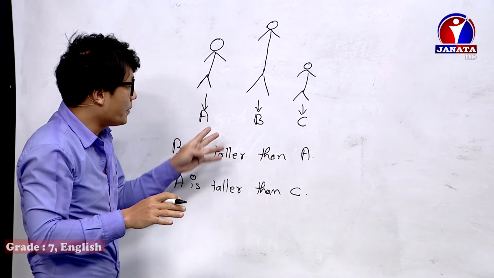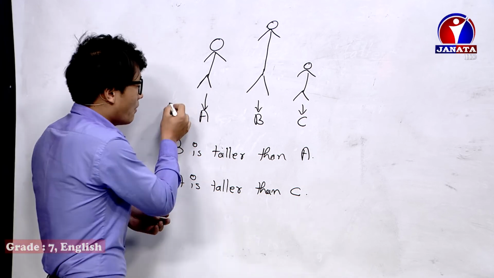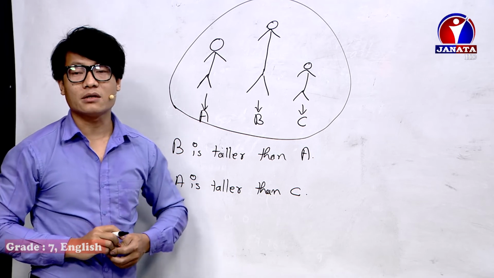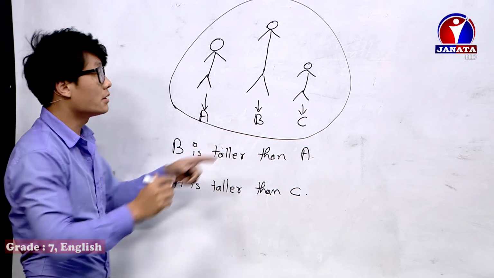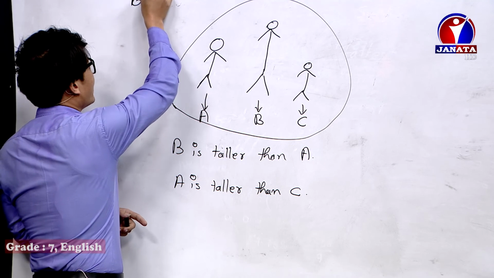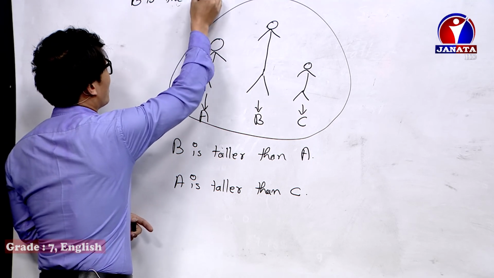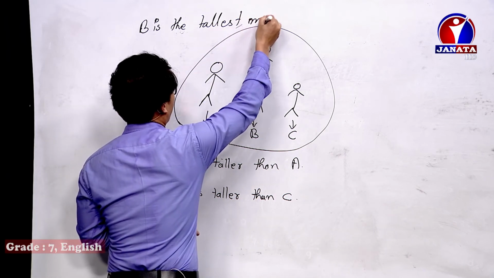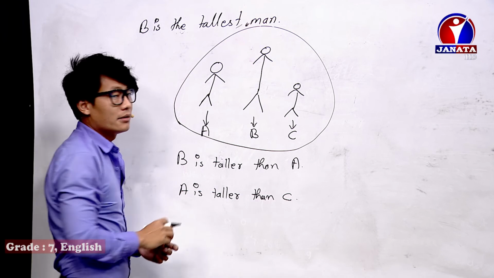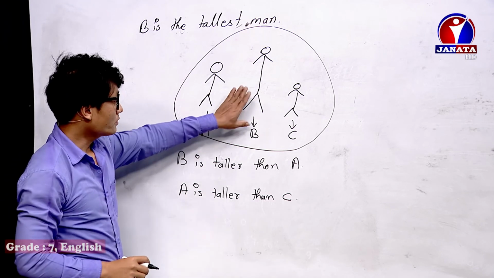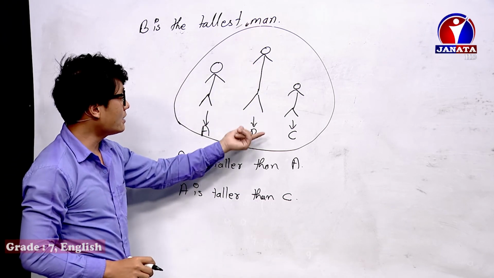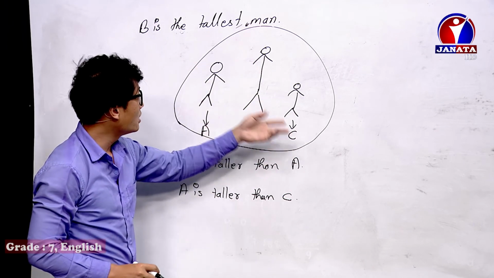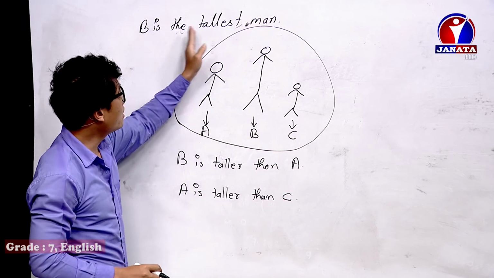Now if we do not compare between two men, then let's compare the whole. If we talk about the whole, then who is the tallest? Obviously B is the tallest. So we need to write B is the tallest, or you can write B is the tallest man. No one is taller than B if we compare all with A and C. That's why we write B is the tallest man.